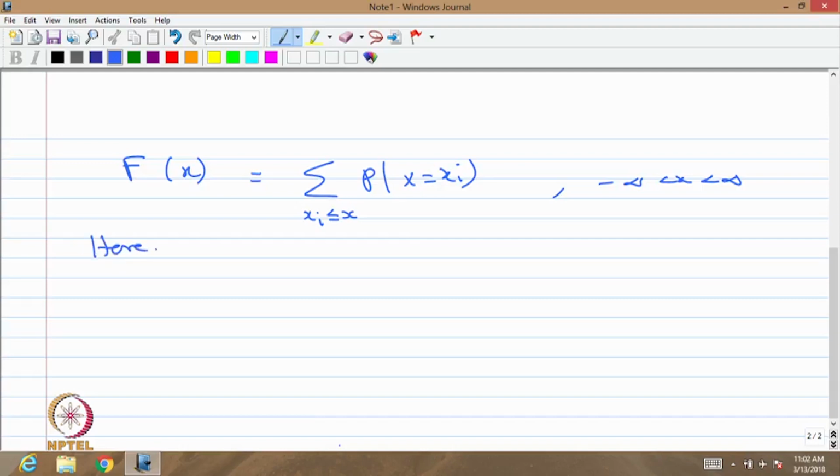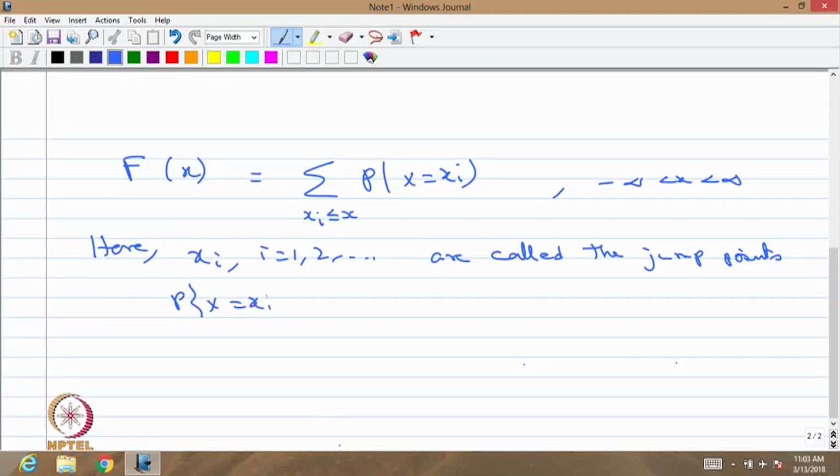Here the xi's, where i is equal to 1, 2 and so on, which could be finite or countably infinite, are called the jump points. Why are they called the jump points? The CDF of this random variable has a jump only at these points, and the probability of X taking a value xi is nothing but the jump value.